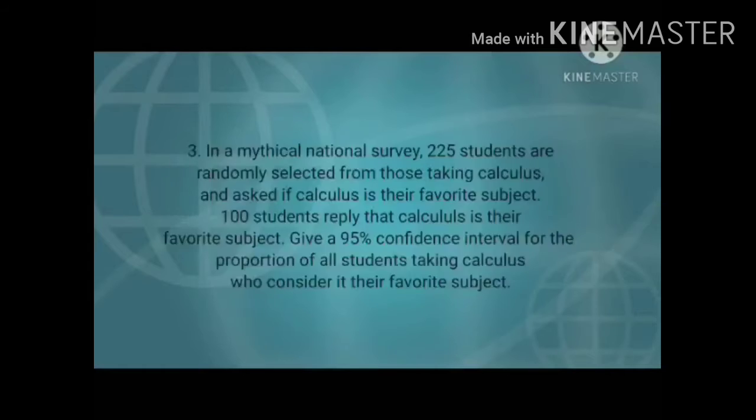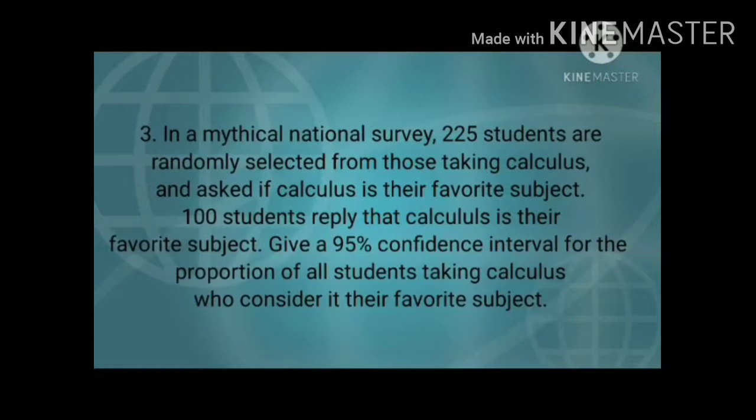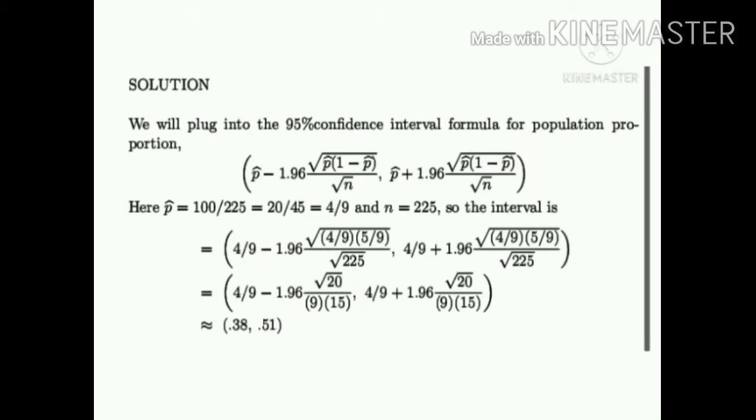In a mythical national survey, 225 students are randomly selected from those taking calculus and asked if calculus is their favorite subject. 100 students reply that calculus is their favorite subject. Give a 95% confidence interval for the proportion of all students taking calculus who consider it their favorite subject. Here is our solution.